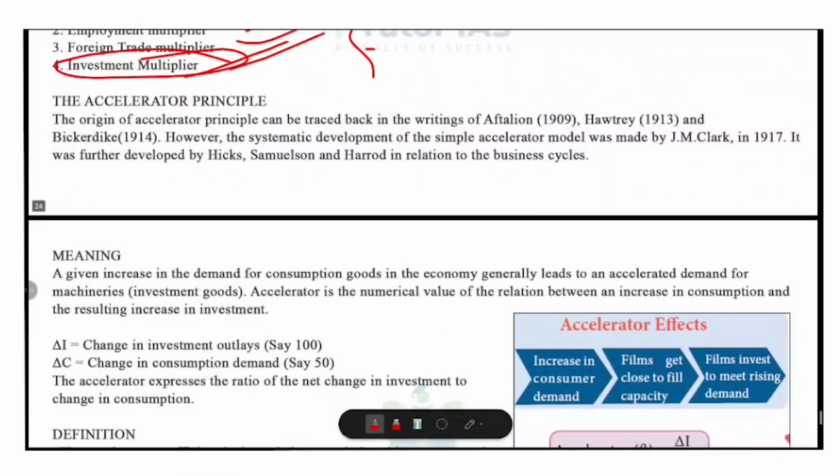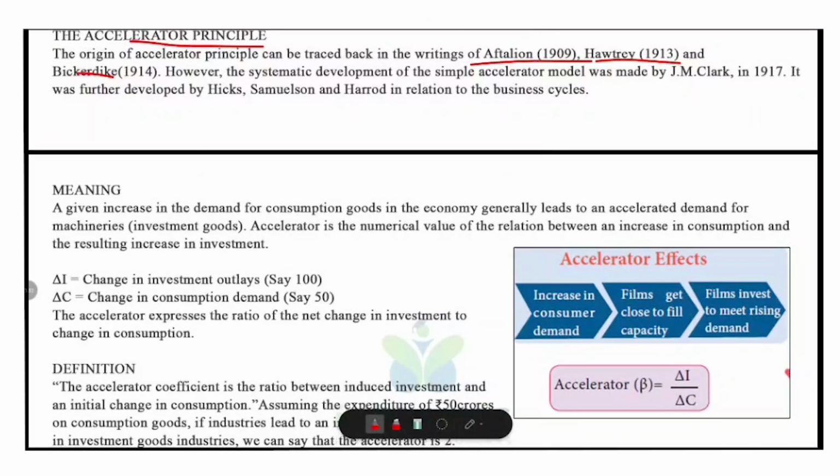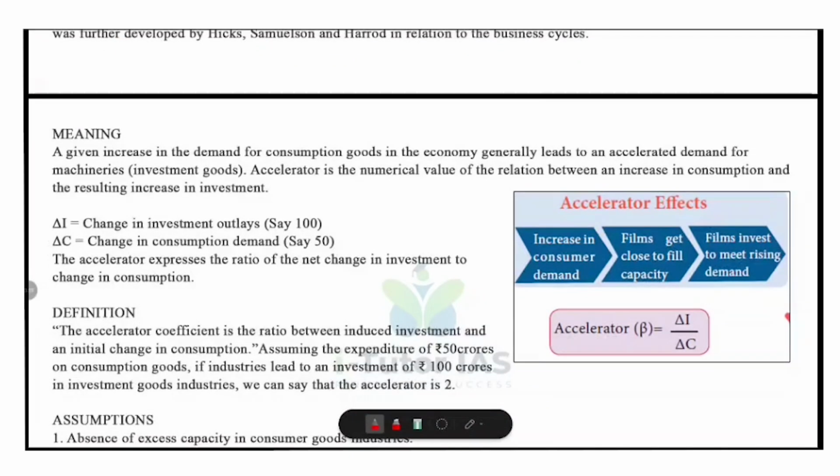Now, accelerator principle. The idea of accelerator principle was first hinted by Aftalion, Hawtrey and Bickerdike. But it was J.M. Clark who first developed it systematically. Later, economists like Hicks, Samuelson and Harrod expanded it further, especially in explaining business cycle. So what is the meaning of accelerator principle? This accelerator principle explains how a change in consumption or demand leads to a greater change in investment.